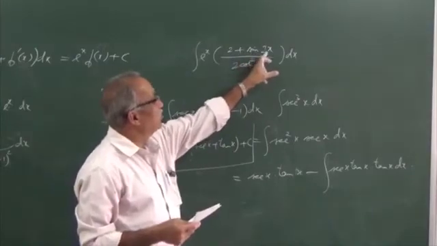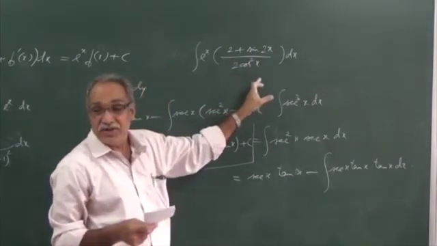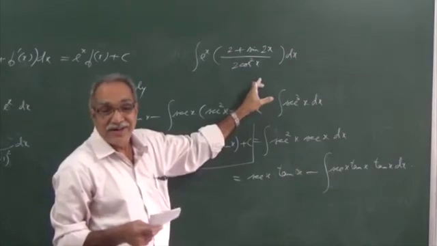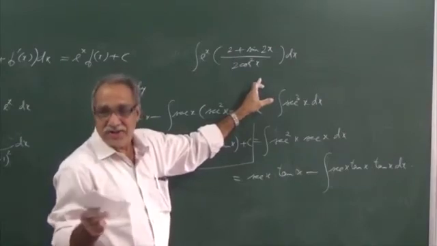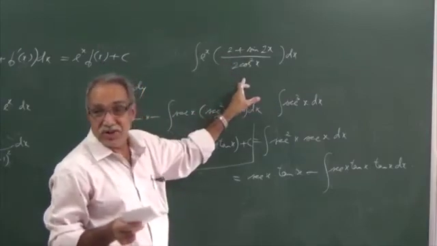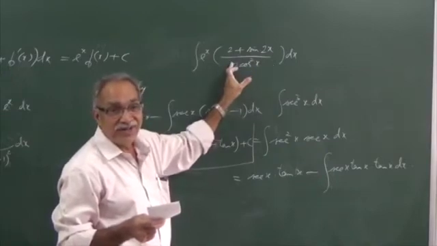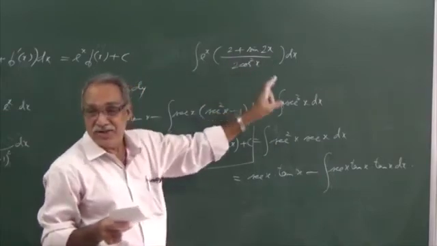Sin 2x is 2 sin x cos x. 2 sin x cos x by 2 cos square x is just tan x. This 2 by 2 cos square x is secant square x. One term is tan x, the other term is secant square x. The integral is e power x into tan x.